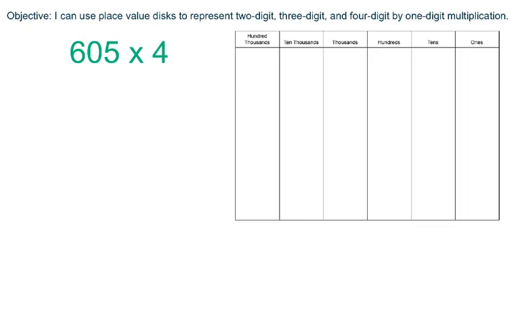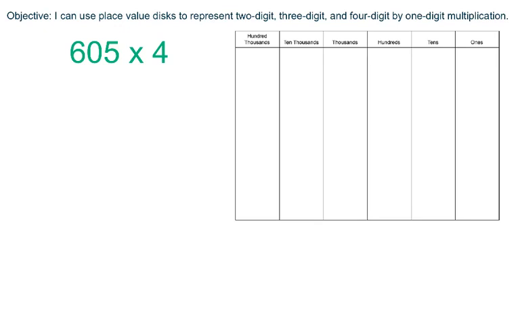Welcome back. Today in this lesson, we are going to be finishing up lesson 8. Again, we were using place value discs to represent 2-digit, 3-digit, and 4-digit by 1-digit multiplication. We talked about 2-digit, and we did a 3-digit together in our last lesson. Now we're going to be looking at some more 3- and then 4-digit numbers multiplied by a 1-digit number.